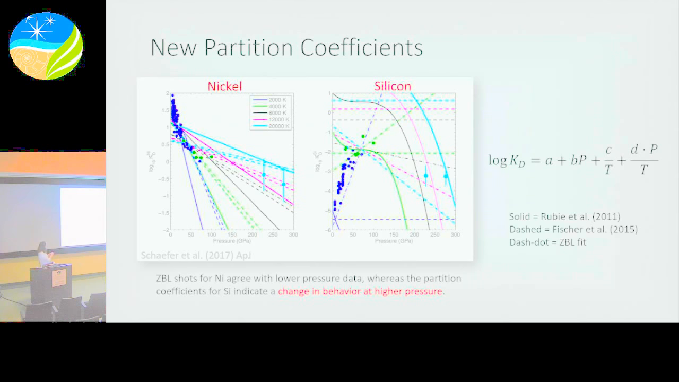So for nickel, you can see that at least the Fischer et al. and the ZBL fits are very close to one another. They're very similar. So the nickel partition coefficient isn't really changing once you get up to these higher pressures. And so that gives us maybe a little bit of confidence that these experiments are actually achieving equilibrium. Of course, the error bars are quite large, and they might be even larger than we're showing here, because the systematics of these kinds of experiments are really not well known yet.